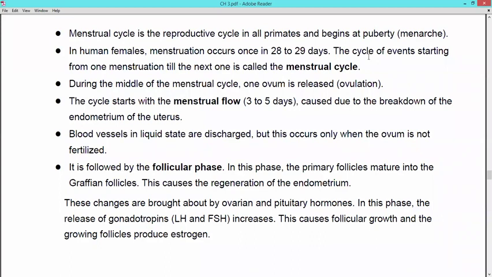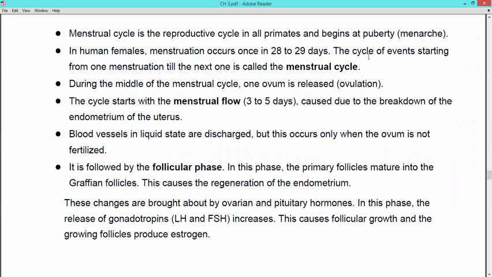So the innermost layer, which is the endometrium, is rich in blood vessels. That means it contains a much larger amount of blood, and for this reason, when the menstrual flow starts at the beginning of the cycle, the breakdown of the endometrium takes place, resulting in the menstrual flow. This menstrual flow occurs for 3 to 5 days. In several other girls there may be some changes, it can also occur for 7 to 8 days.